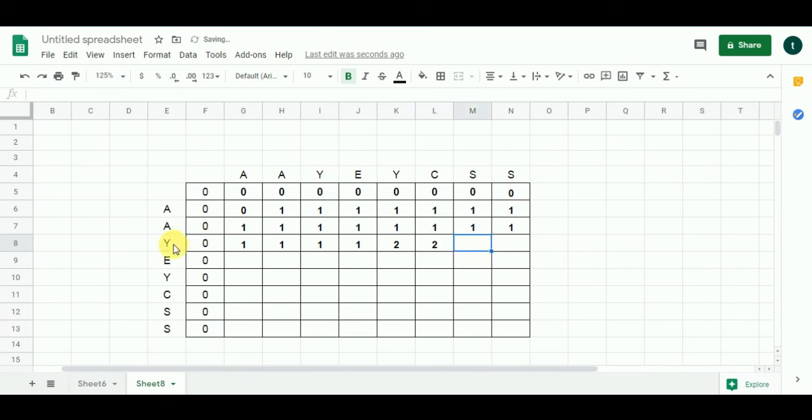Okay, Y doesn't match with S. So we are going to find the maximum value, which is going to come out as 2. Similarly, 2 will be the value here. Now let's move to this cell.